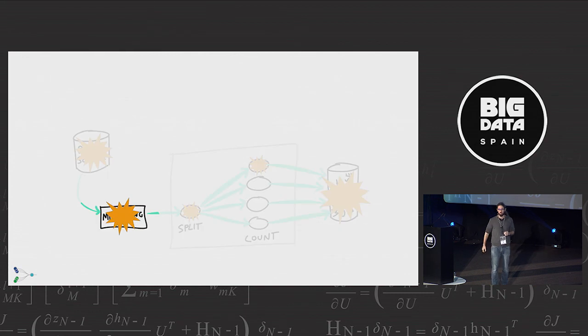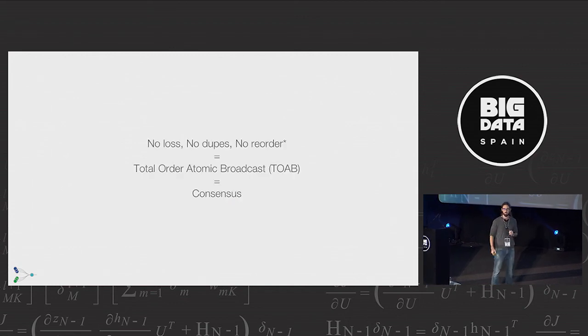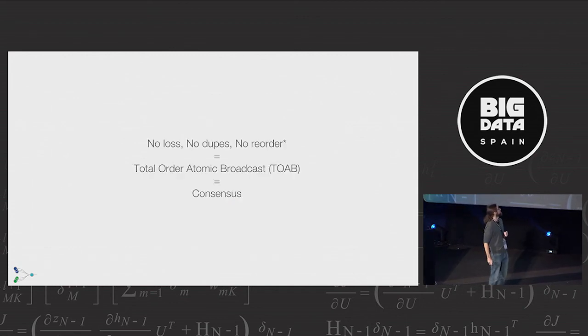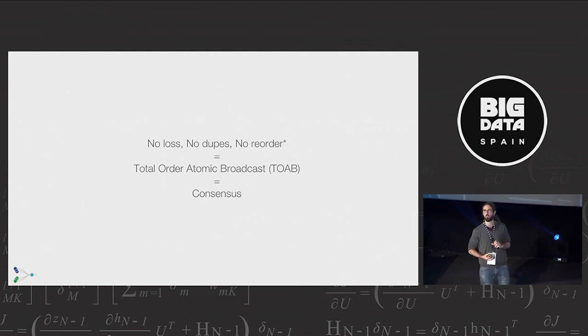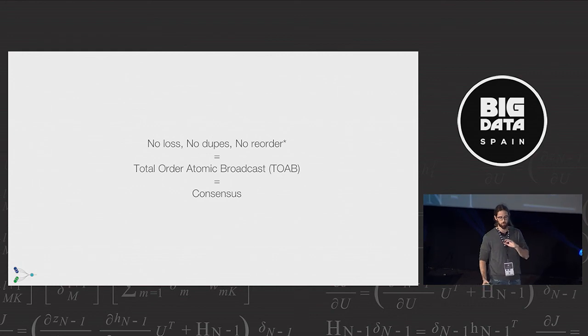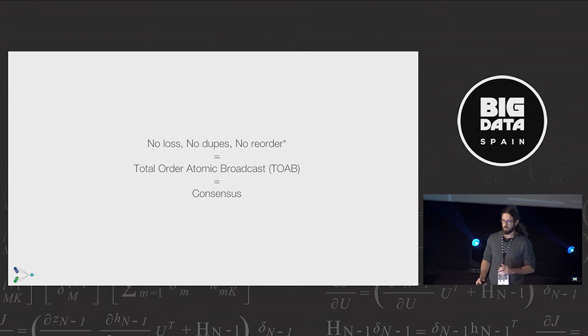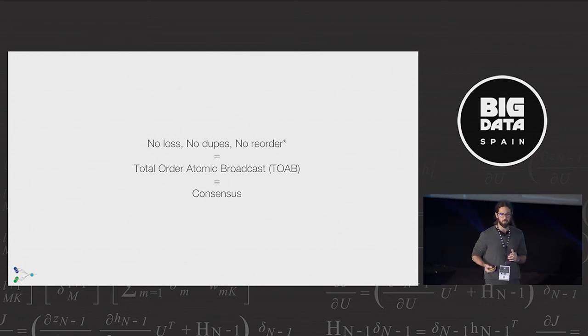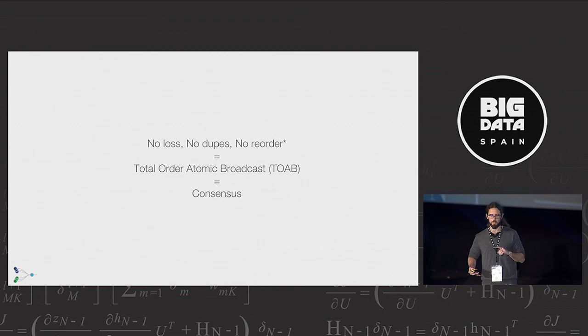So how does Apache Pulsar provide the guarantees on messaging necessary for effectively once? The guarantees we were looking for: no loss, no dupes, and no reorder. Together, these describe a property known as total order atomic broadcast. And total order atomic broadcast is known to be equivalent to consensus, or at least require consensus. So logically, the messaging system needs to either implement consensus, or it needs to use something which does implement consensus.